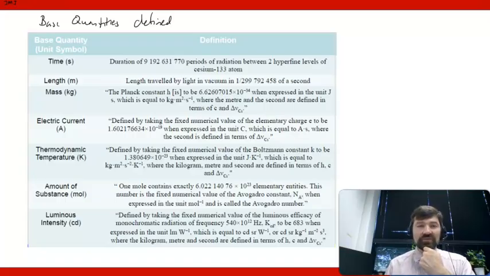The rest of the base quantities from which all the other quantities can be derived are listed here along with their definitions. And that's all for today.